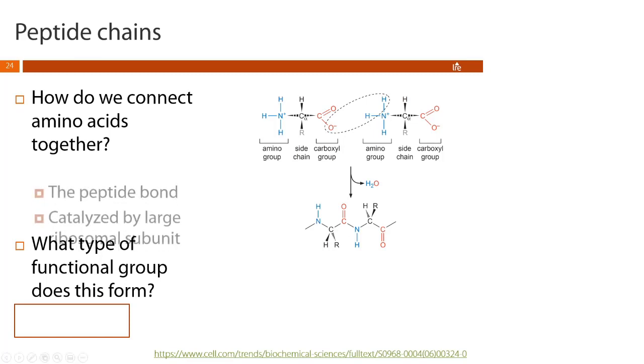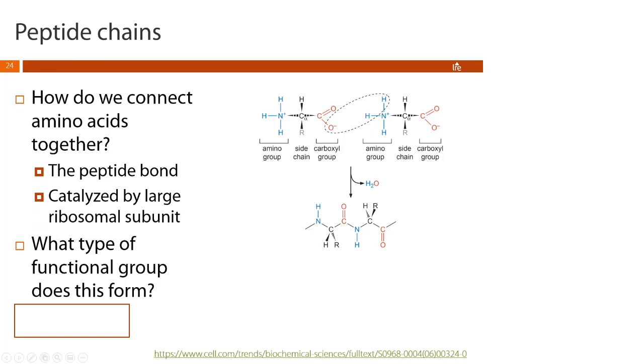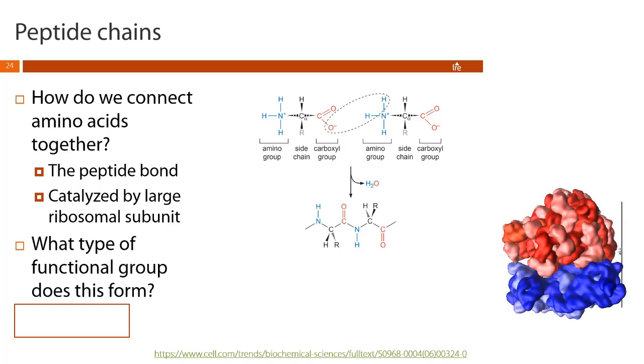So we're going to connect amino acids together by what is called a peptide bond, and this is catalyzed by the large ribosomal subunit. We'll talk about this a little bit more when we get to nucleic acids, but the ribosome is a non-membranous organelle. Most organelles have a phospholipid membrane. Ribosomes do not. They are strictly RNA and protein, and they are broken up into a small component or small subunit and a large component or large ribosomal subunit.